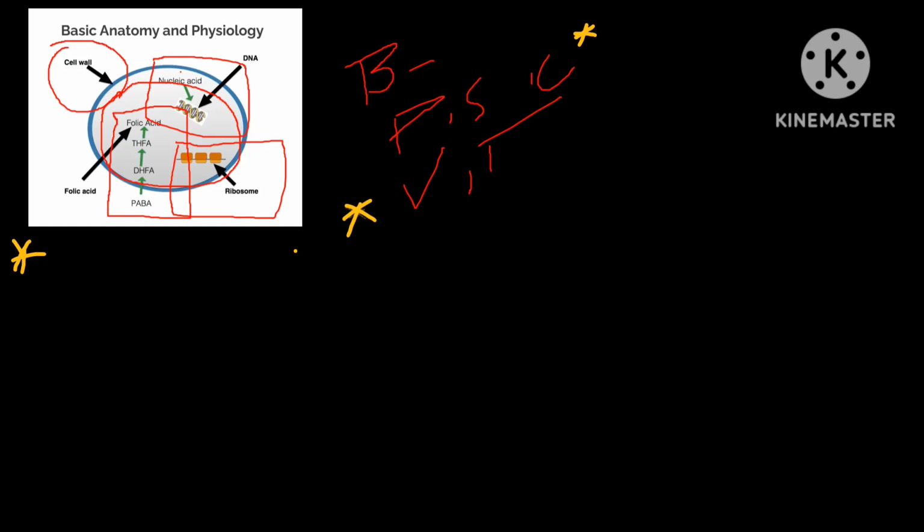Next, the antibiotics which inhibit the folic acid synthesis pathway. First one is sulfamethoxazole, which inhibits the formation of dihydrofolic acid. And another antibiotic is trimethoprim, which inhibits the formation of tetrahydrofolic acid. Here is the enzyme which plays a role in the conversion of dihydrofolic acid into tetrahydrofolic acid, that is called dihydrofolate reductase.